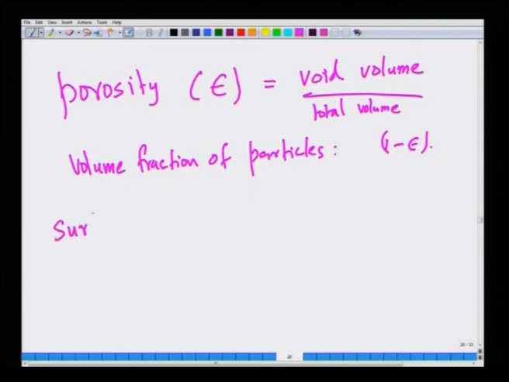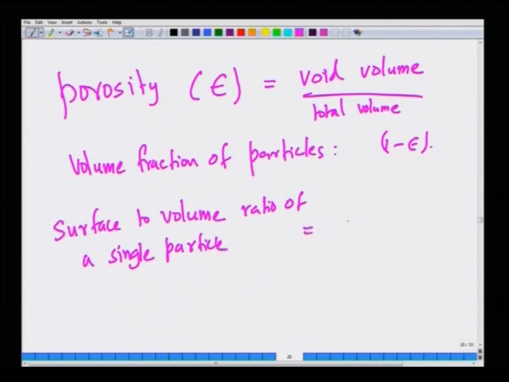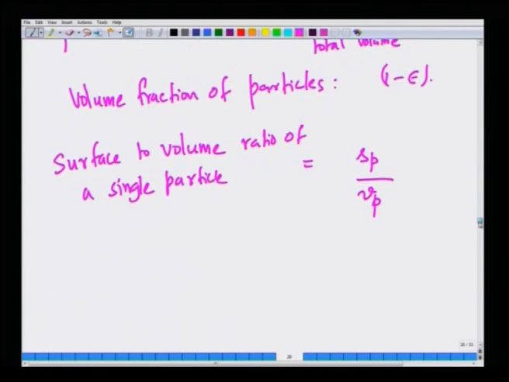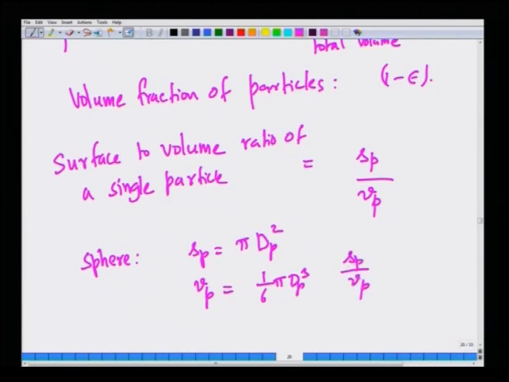So, the surface to volume ratio of a single particle is the surface area of a particle divided by the volume of a single particle. For a sphere, if the particle is a sphere, Sp is nothing but pi dp squared and Vp is nothing but 1 over 6 pi dp cubed. So, Sp divided by Vp is 6 by dp for a sphere.